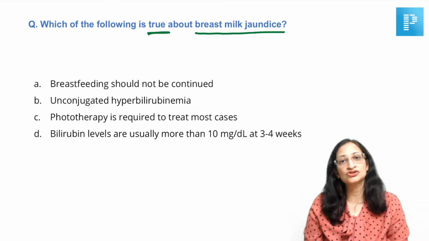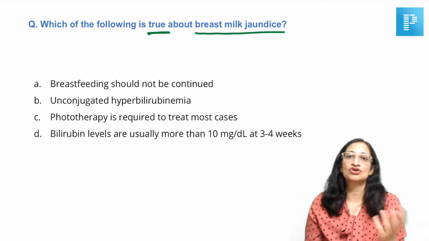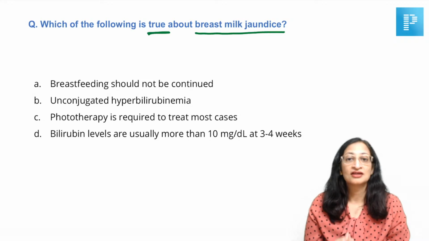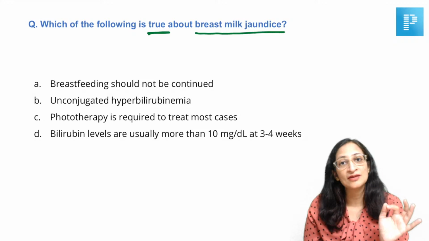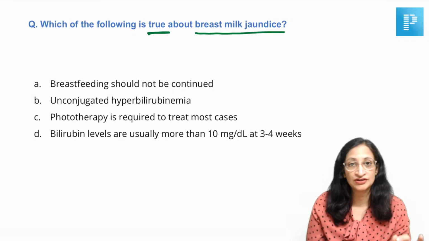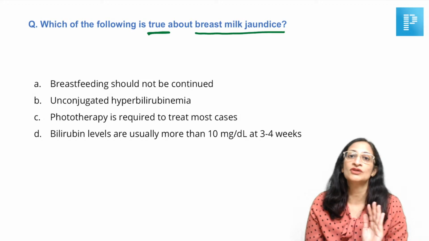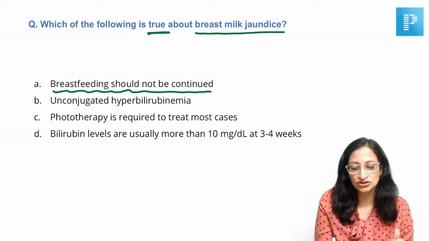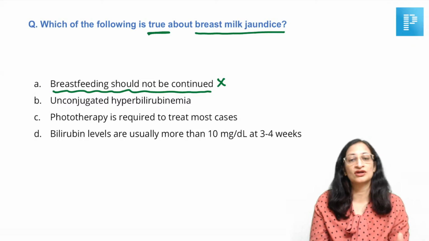So, breast milk jaundice is due to some substances present in breast milk that can interfere with the conjugation of bilirubin and that can deconjugate the conjugated bilirubin as well, right? So, if we are suspecting breast milk jaundice, then also it is recommended to continue breastfeeding. You may only temporarily withhold breastfeeding if the bilirubin level goes beyond 20. But usually you need not stop breastfeeding, it will improve on its own. So breastfeeding should not be continued is not correct. Mostly even if you're suspecting breast milk jaundice, we continue breastfeeding, and it takes care of itself.